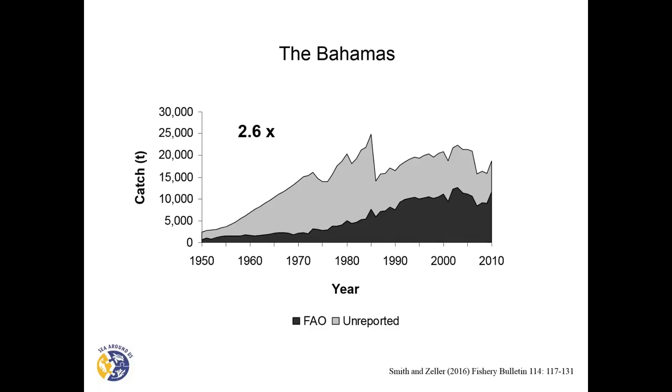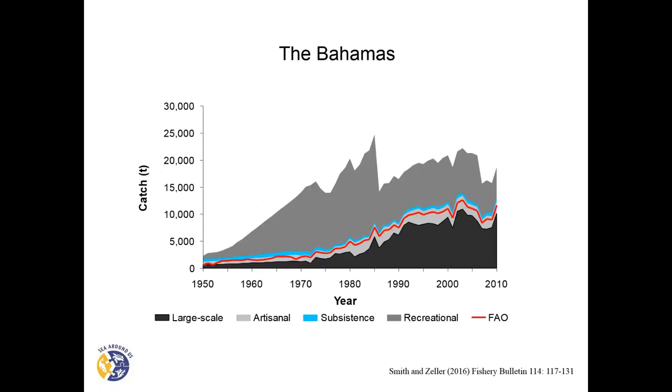You may ask, why is there such a big discrepancy? And if you look at this by fishing sector, you will notice very quickly that the data that the national government of Bahamas reports to FAO, which is shown here as a red line overlaid over the data graph, actually captures the commercial component, being the large scale and the artisanal fisheries, very, very well. So the Bahamas does actually a good job at capturing their commercial fisheries. However, they completely miss the recreational fishery. And given that the Bahamas is a major tourist destination, recreational, particularly tourist-based recreational fishing, is a huge deal and also results in very high catches.